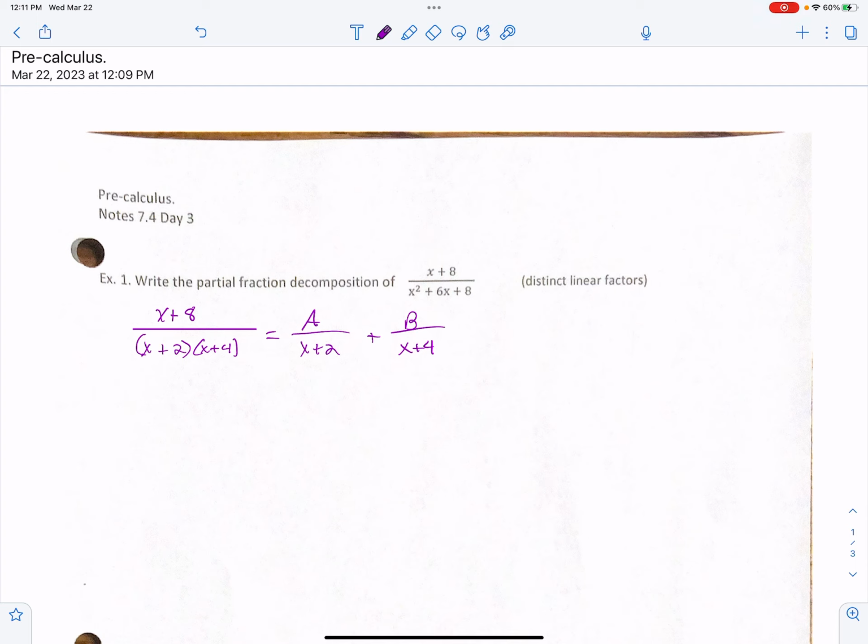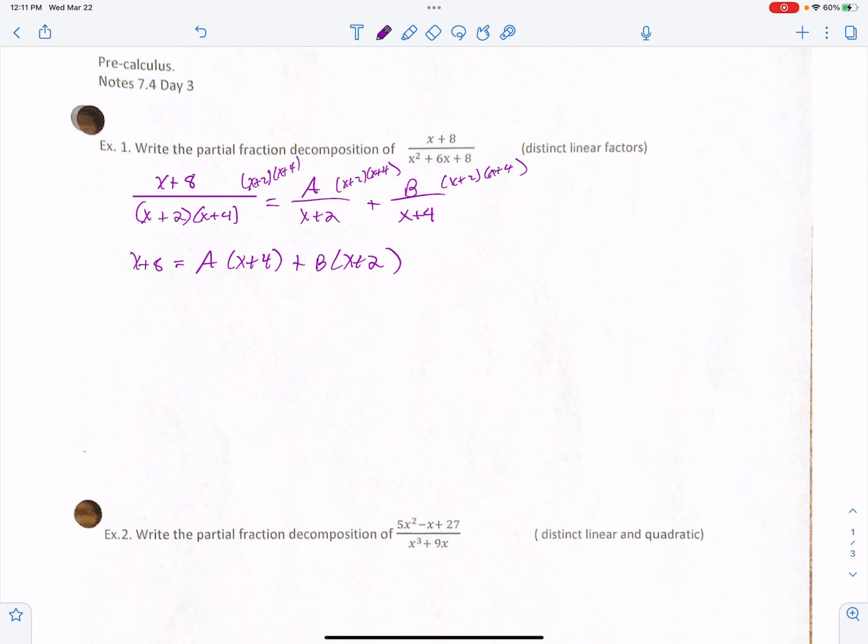So anyways, now clear the equation of the denominator by multiplying by the LCD, which is (x plus 2)(x plus 4), on each term. And we get x plus 8 equals A times (x plus 4) plus B times (x plus 2). And then you have two methods. You can expand and equate coefficients, or you can use convenient values. I am going to expand and equate coefficients.